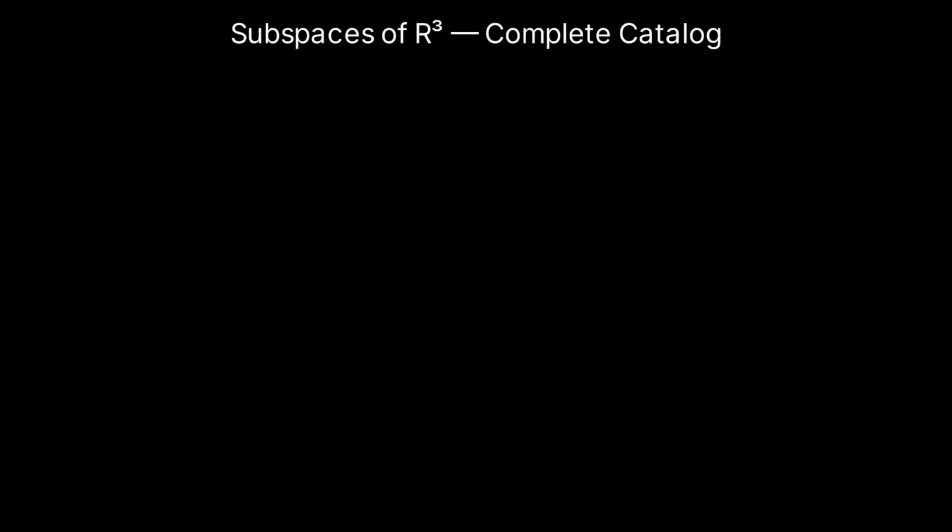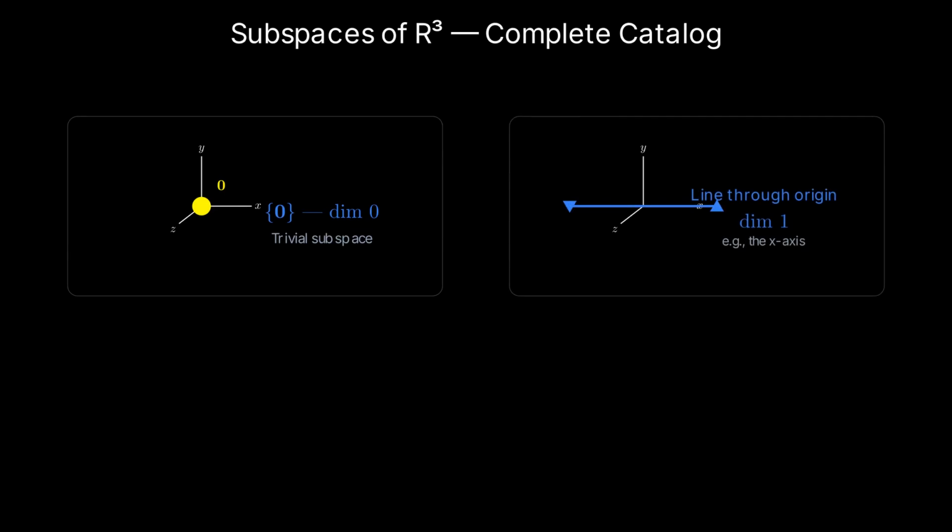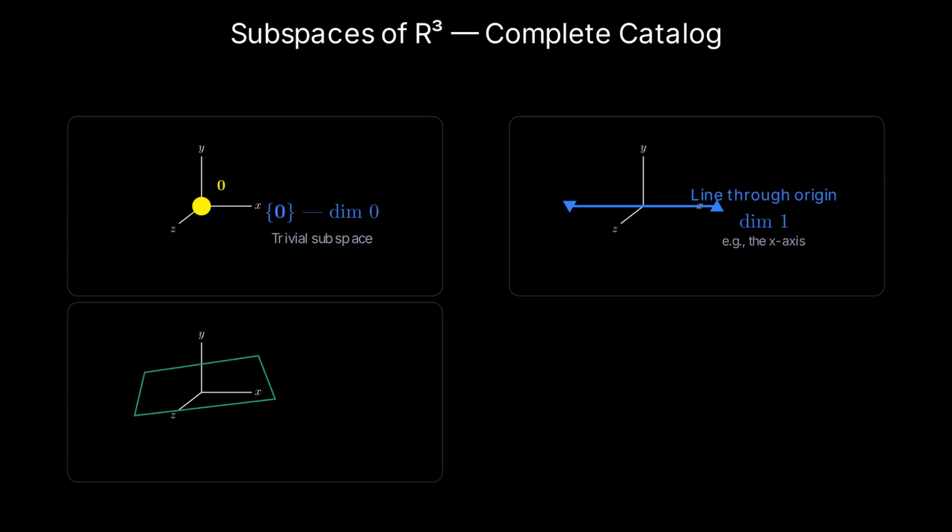Here is the complete catalog of subspaces. In R3, there are exactly 4 types. First, just the 0 vector alone, a single point sitting at the origin. This is the trivial subspace, and it has dimension 0. Second, any line through the origin. Think of the x-axis or any line that passes through 0. This has dimension 1.